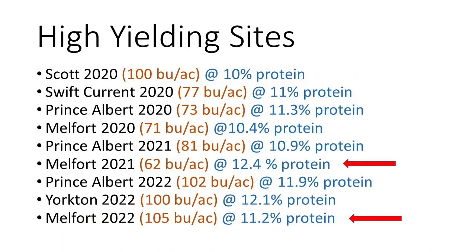When analyzing the data, I decided to separate the data into high and low yielding site years. There was a lot of yield variability, and I was curious to see if responses to inputs differed between high and low yielding groups. This is a list of the high yielding site years. You can see the average yields vary from 62 to 105 bushels per acre, and grain protein varied from 10 to 12.4%, which I'm considering all acceptable for malt.